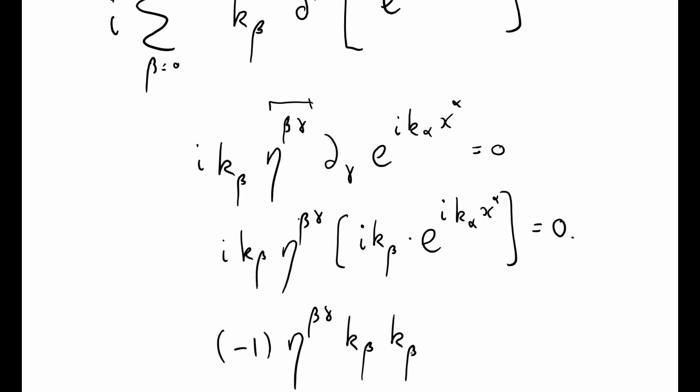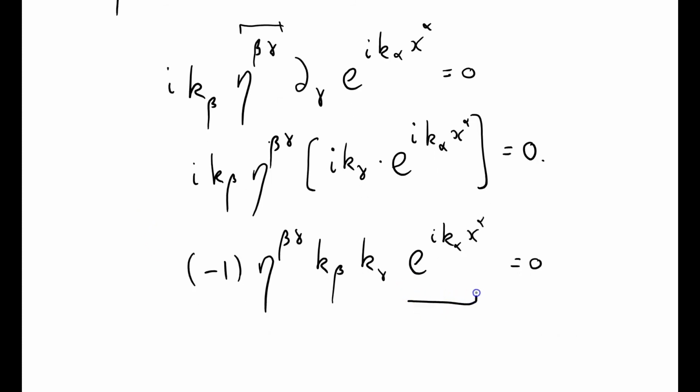There's no problem with this. It looks... what have I done wrong here? Ha, yes, that should be a gamma. Took me a little bit of time to spot that. So that's going to be a gamma, e to the i k alpha x alpha equals 0.